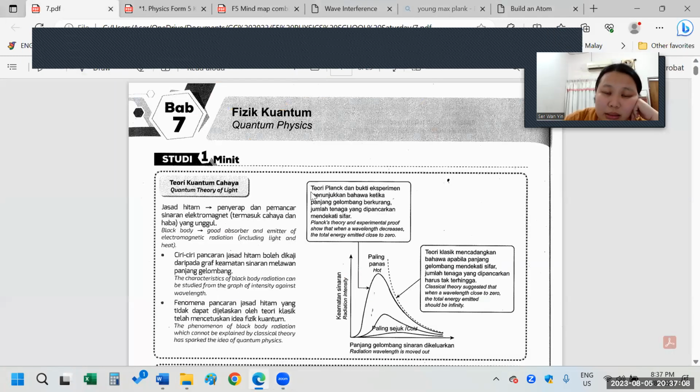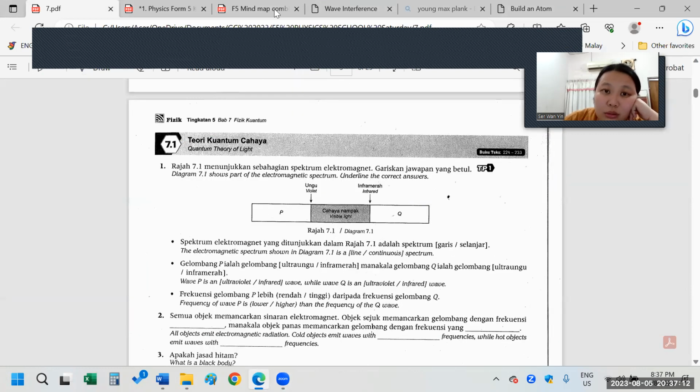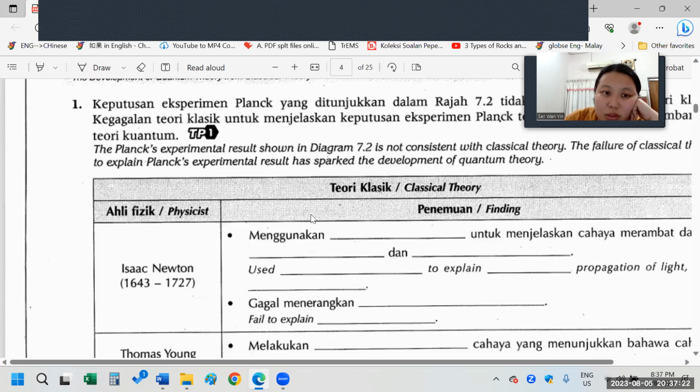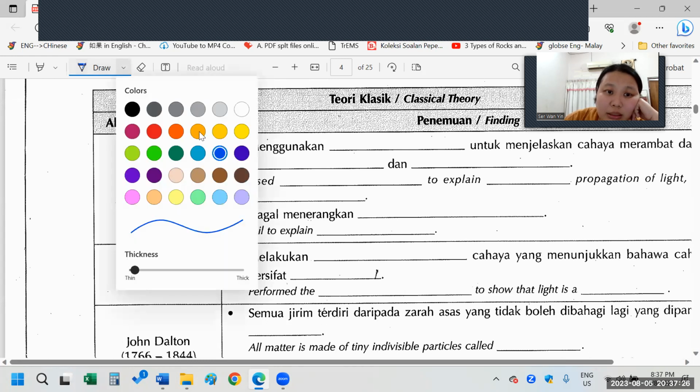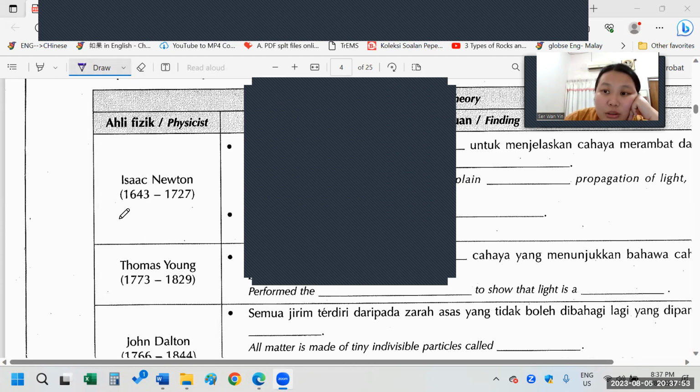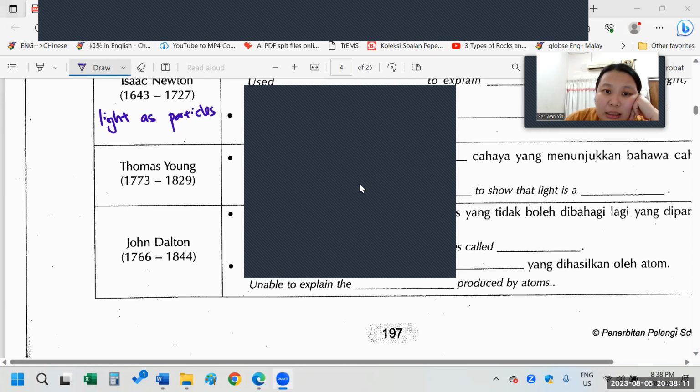Okay, look at this. Our book. Okay, tell me the key for Isaac Newton. Like Donna. Particle nature of light. Yeah, particle nature of light. Okay, good. Means light as particles. Particle nature of light as particles. Like Thomas Young said what? Like Chun Pai.